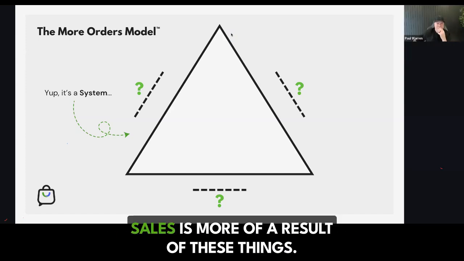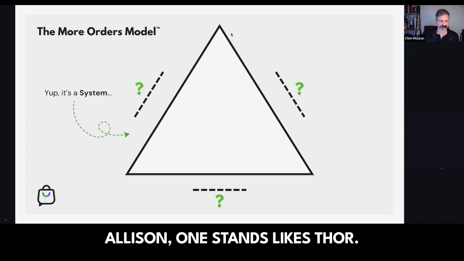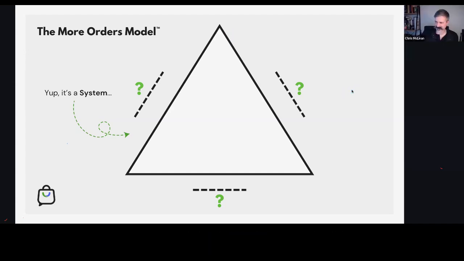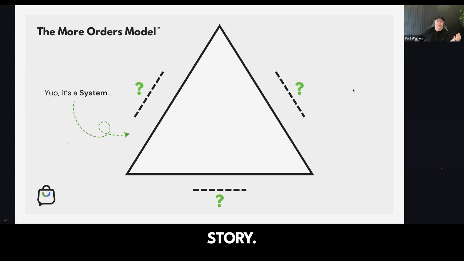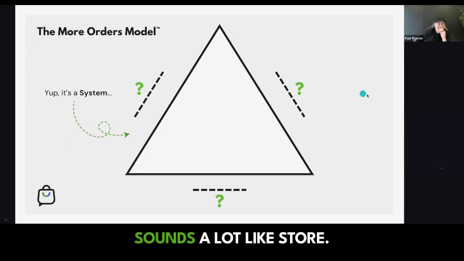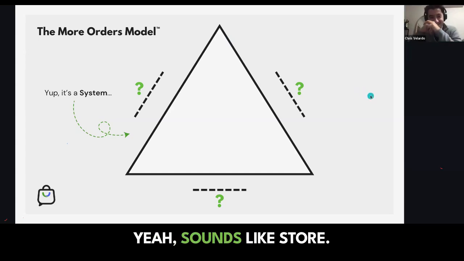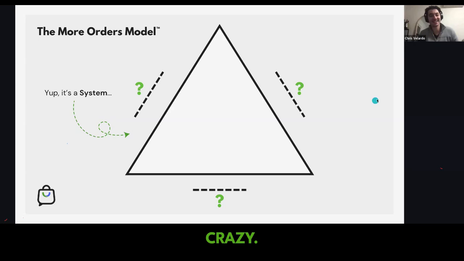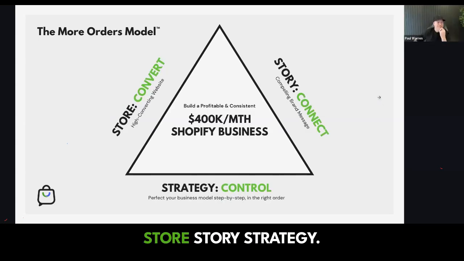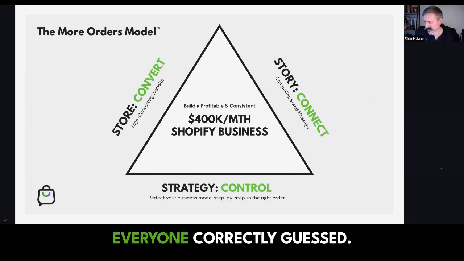All right. Sales is more of a result of these things, Alison. One sounds a lot like store. Well, Justin already guessed one of them. Story. Yes. Story. Okay, we're 2 down. Also sounds a lot like store, Paul. Yeah, sounds a lot like store. Yeah, there's two. The last one sounds like strategy. Strategy. Daniel. Story, strategy. Well done, everyone. Everyone correctly guessed.